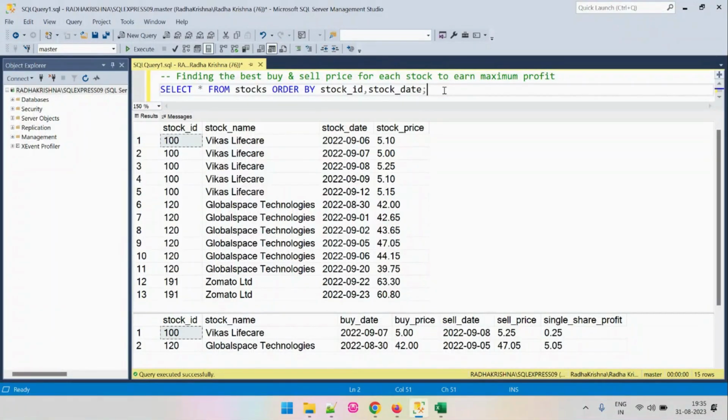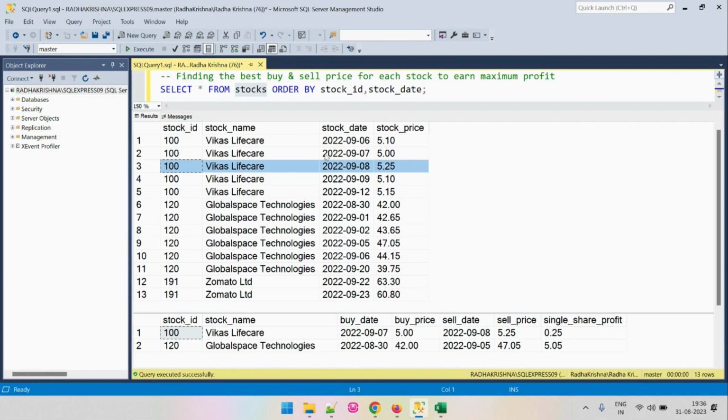Hi everyone. The problem we are going to solve involves the input table, stocks. This table has the columns stock ID, which is the ID of the stock; name, which is the name of the stock; date, that is the entry of the stock on a particular date; and stock price, that is the price of the stock on a particular day. So every entry represents the stock information of a particular day, as to what was its price. So this is the input that we have.